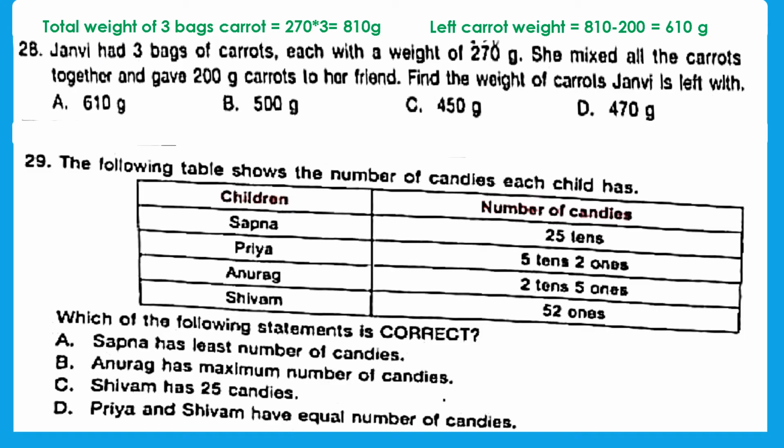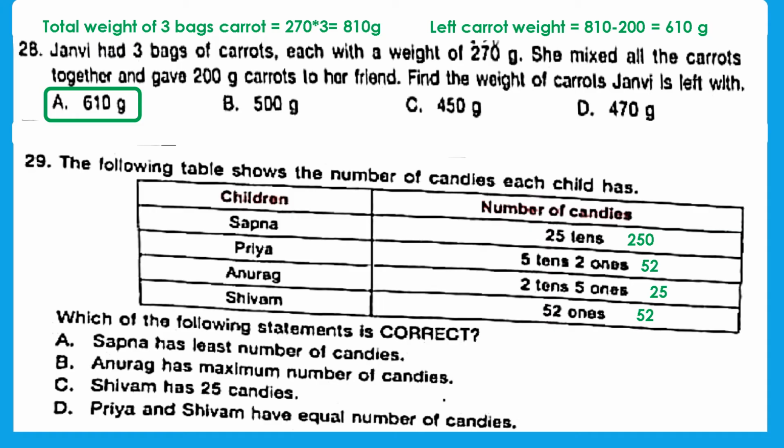So she is left with 610 grams. That is option A. Question 29. The following table shows the number of candies each child has. Let's simplify this. So Sapna has 25 tens candies. That is 250 candies. Priya has 5 tens 2 ones candies. That is 52 candies. Anurag has 2 tens 5 ones candies. That is 25 candies. And Shivam has 52 ones candies. That is 52 candies.